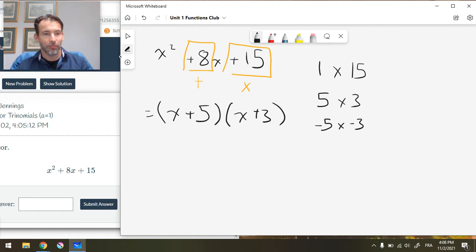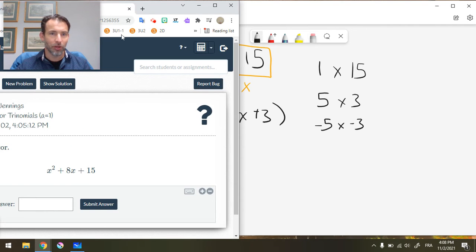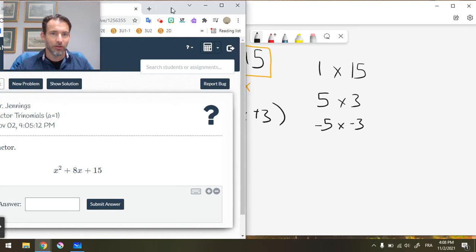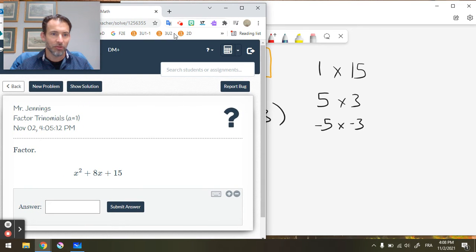All right, so now let's take a look at some more questions here. If I do one more problem, that's fine. So these ones multiply to 28 and add to 11. Well, 7 times 4 multiplies to 28 and adds to 11. So there you go. That's how you do them.